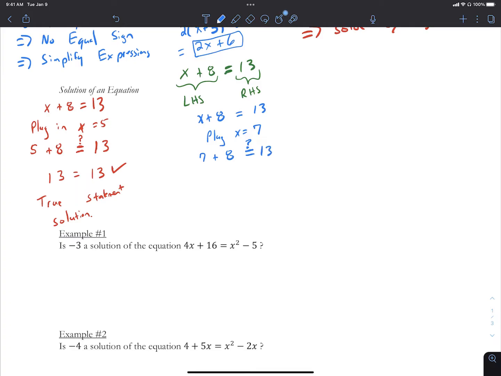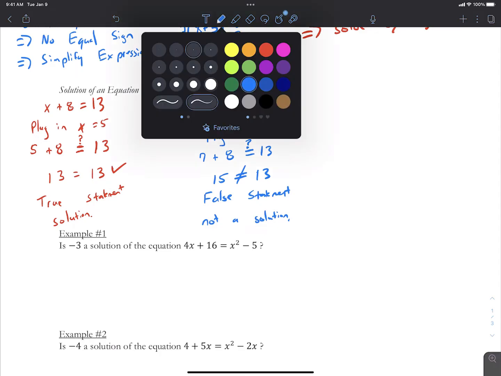And 7 plus 8 gives me 15, right? So I have 13 on the right-hand side and 15 on the left-hand side. These are not equal. In other words, I get a false statement, which means it's not a solution. So you might be wondering, what is a solution of an equation?